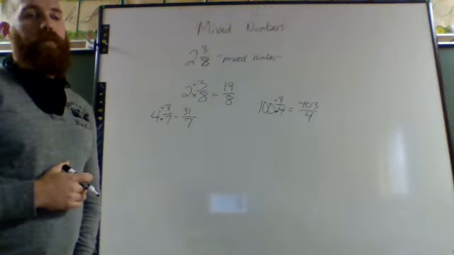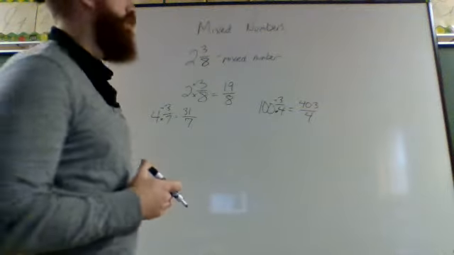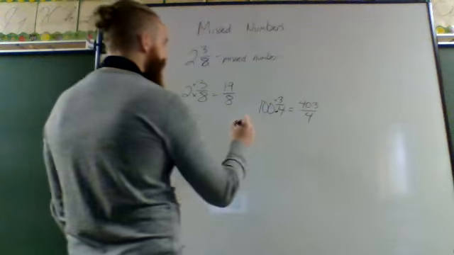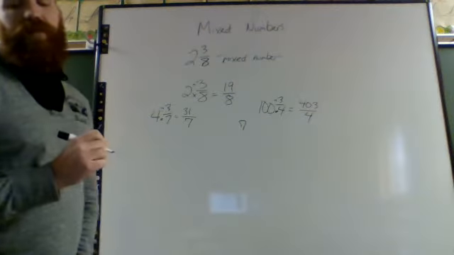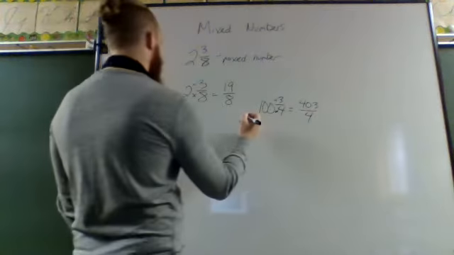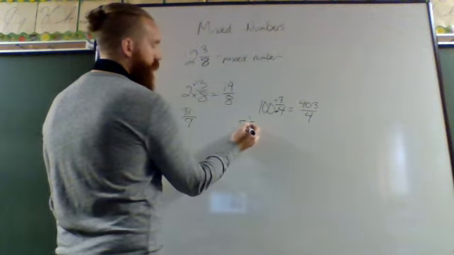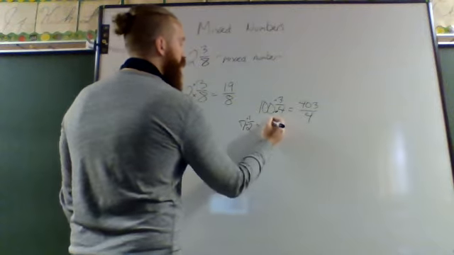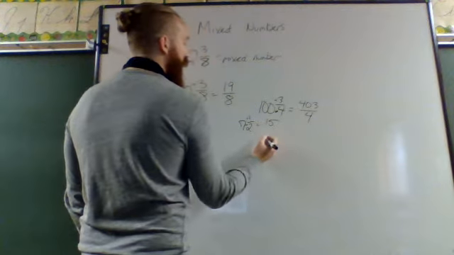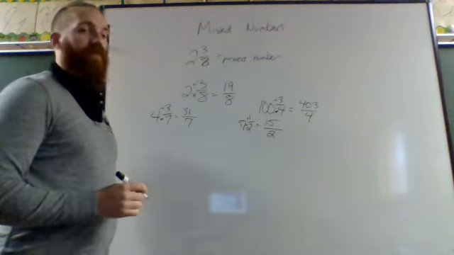Okay? Most of the ones you're going to see are going to be fairly simple, where you'll have numbers like 7 1/2. Okay, so then you multiply 2 times 7 and get 14, plus your 1 to get 15 for your numerator, and your denominator stays the same at 2.